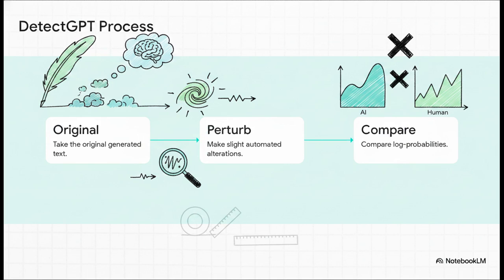So how do we test this? DetectGPT takes the original text and perturbs it, which is just a fancy way of saying it makes slight automated tweaks to the phrasing. Step 3, it compares the log probabilities of both the original and the new perturbed text. If the new log probability is significantly lower, well, that strongly suggests the original text was AI-generated. Why? Because the AI had originally selected the mathematically optimal path. If it's not significantly lower, you're likely looking at a human's work.